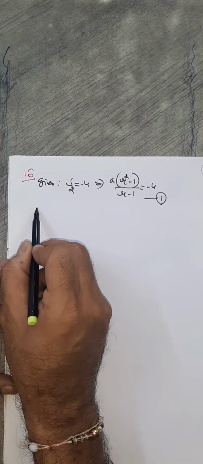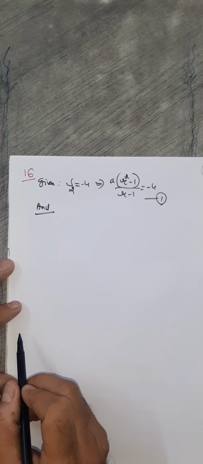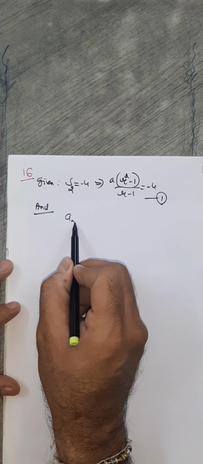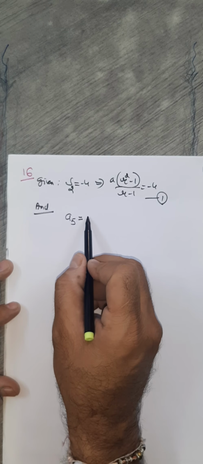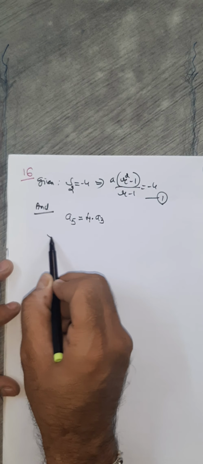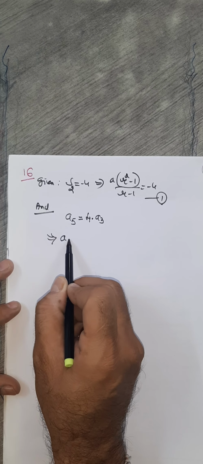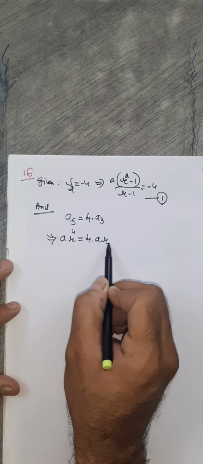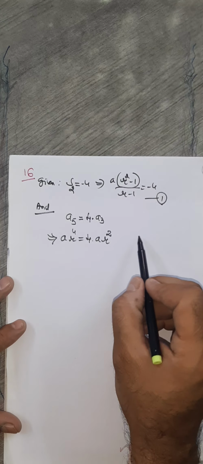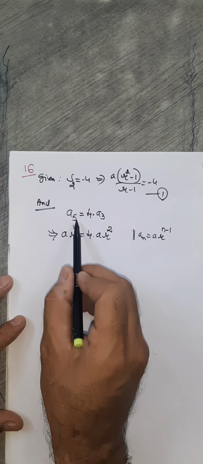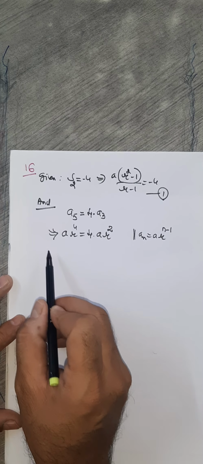One more thing you are given: the fifth term, that is A5, equals 4 times the third term, that is A3. So we just write the formulas for both. The formula is a into r raised to n minus 1. The 4 stays as it is, and a into r raised to n minus 1 with n equal to 3 gives a into r squared. Here it is 5, so the power is 4. Here it is 3, so the power is 2.